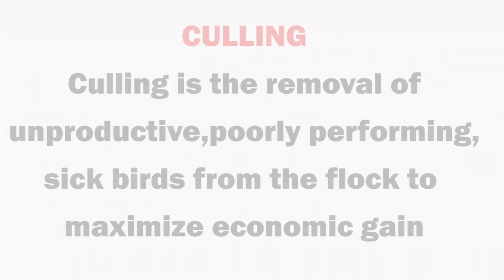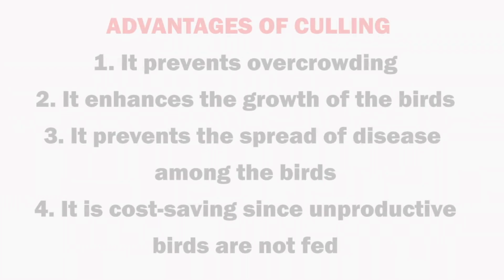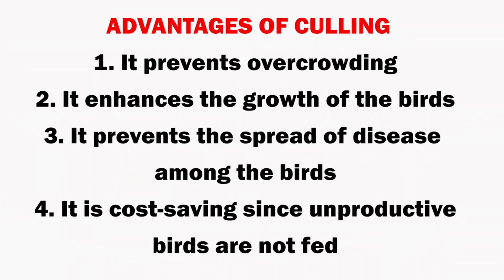Let's look at culling. Culling is the removal of unproductive, poorly performing, sick birds from the flock to maximize economic gains. Let us look at advantages of culling. Number one, it prevents overcrowding. Number two, it enhances the growth of birds. Number three, it prevents the spread of disease among the birds. Number four, it is cost saving since unproductive birds are not fed.